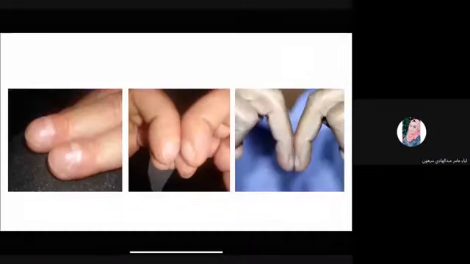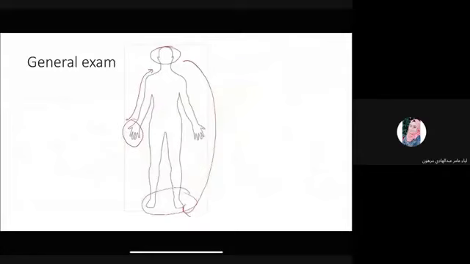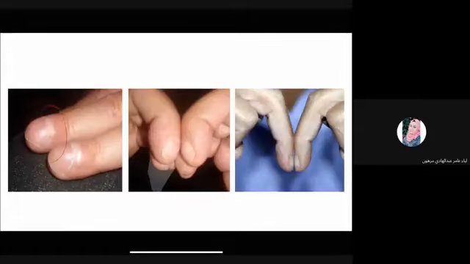As you can see in the previous slides, this is the clubbing. There is obliteration of the angle between the nails and the finger. This is called Shamroth sign, in which we have loss of this angle. This is normal, this is the normal Shamroth sign, and this is abnormal, the positive Shamroth sign.